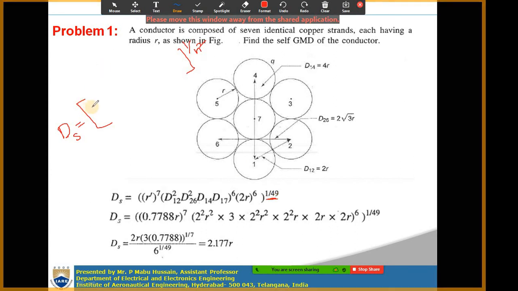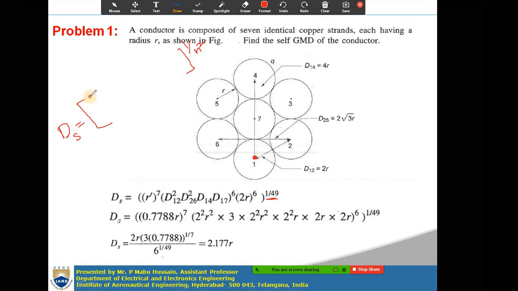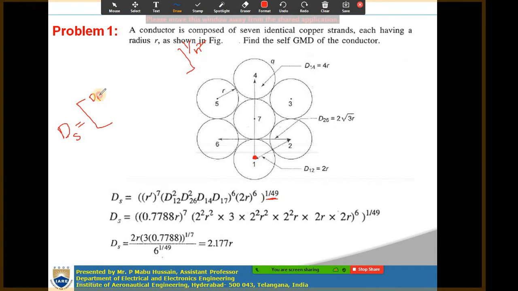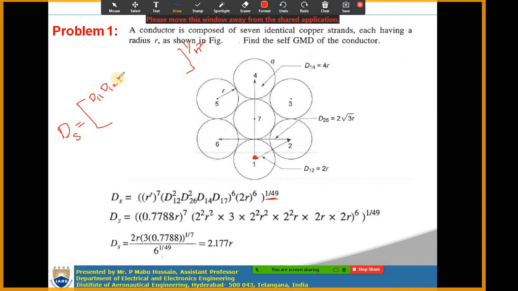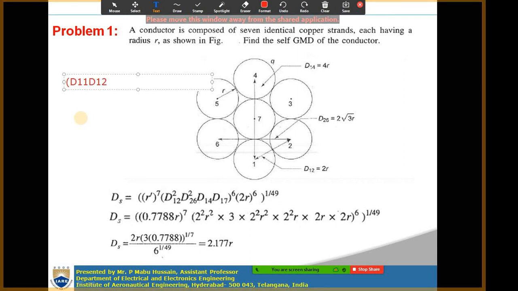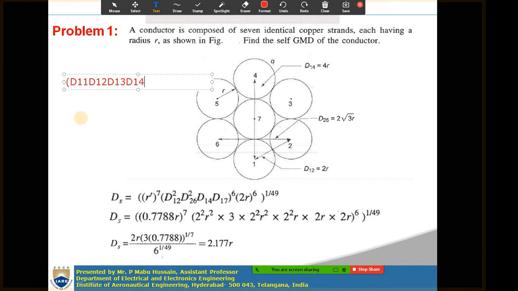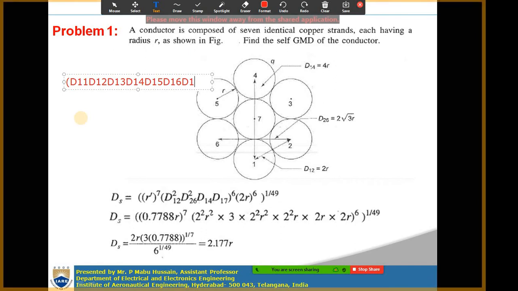Now, self distances you have to consider. First you consider the first conductor. Then how can you write? D11 self distance, then D12, D13, D14, D15, D16, D17, like that you have to take.